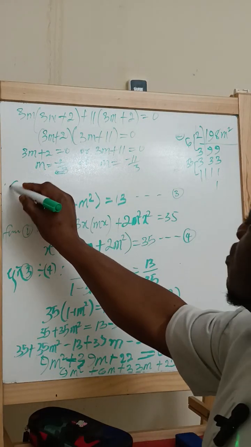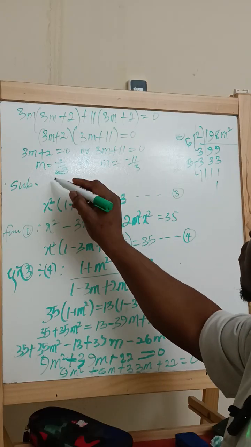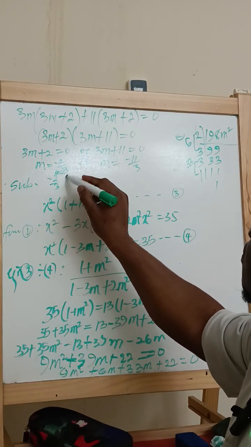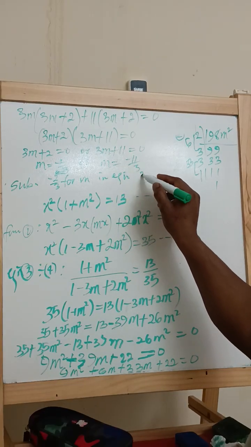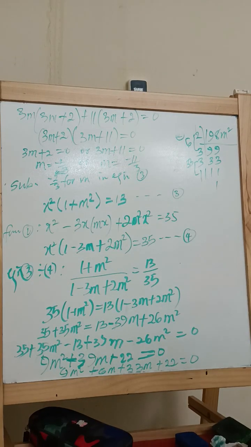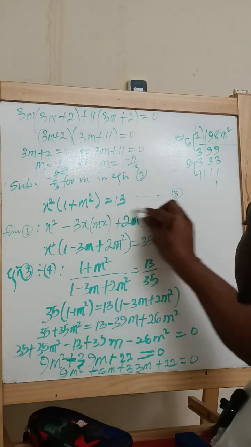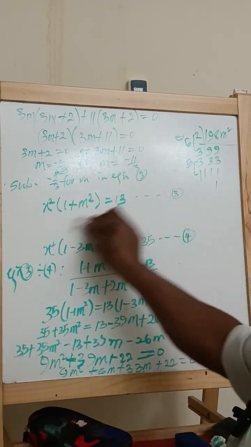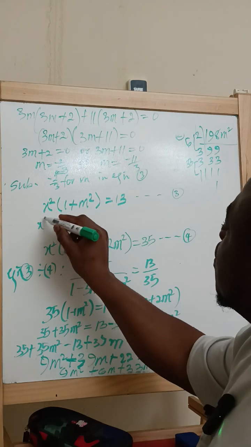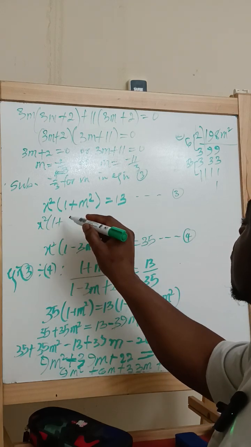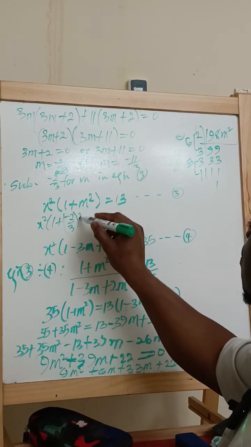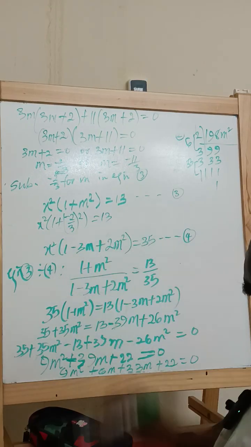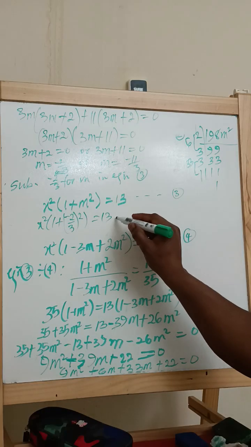So we say substitute minus 2 all over 3 for m in equation 3, right? So if we put this here, so that will be x squared 1 plus m, which is minus 2 all over 3 squared, right? Equals to 13. What would that give us?